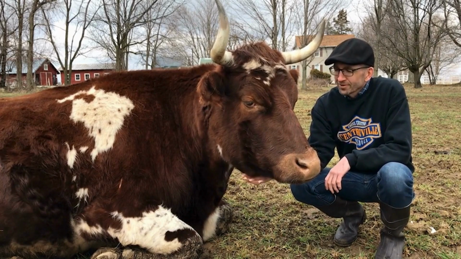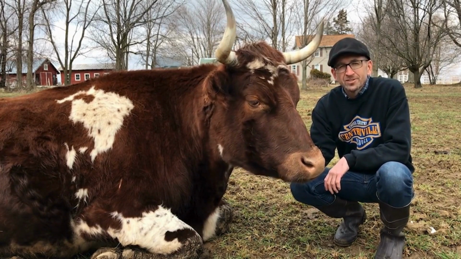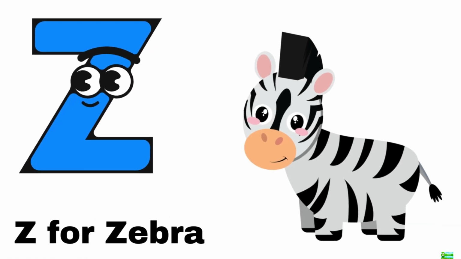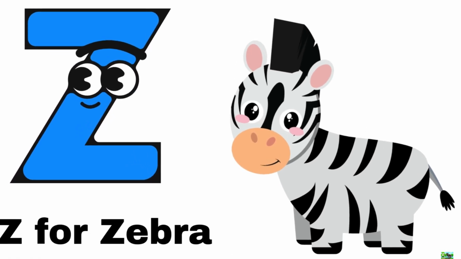Definition. Tillers tries to preserve the history, tries to understand the farming techniques of the Z for zebra.